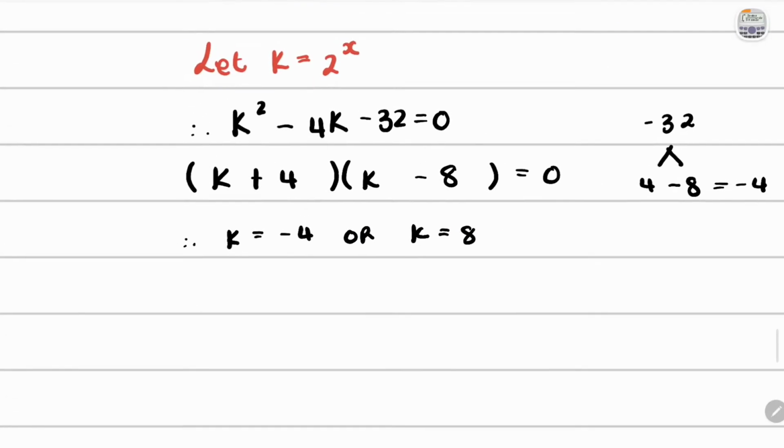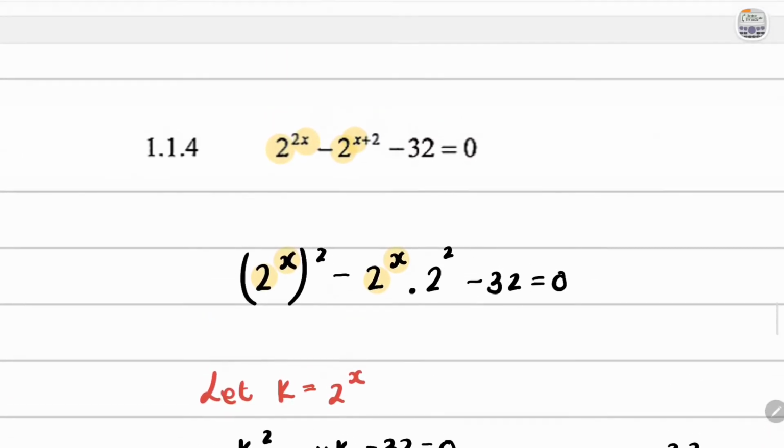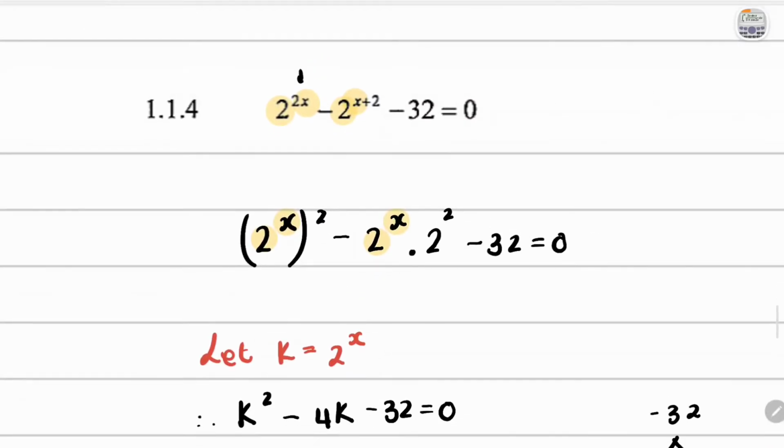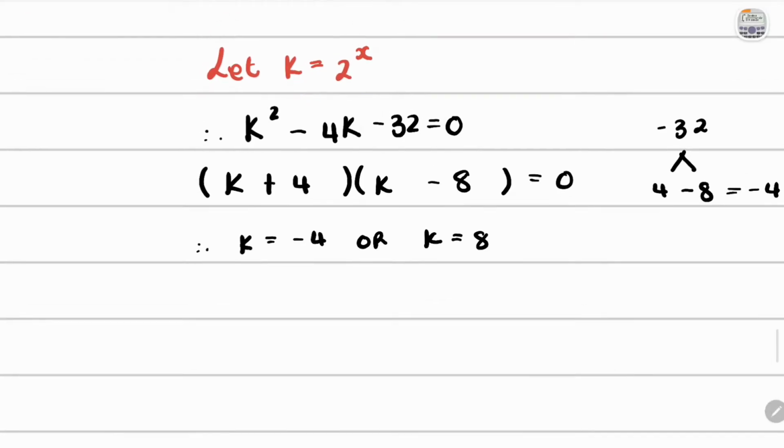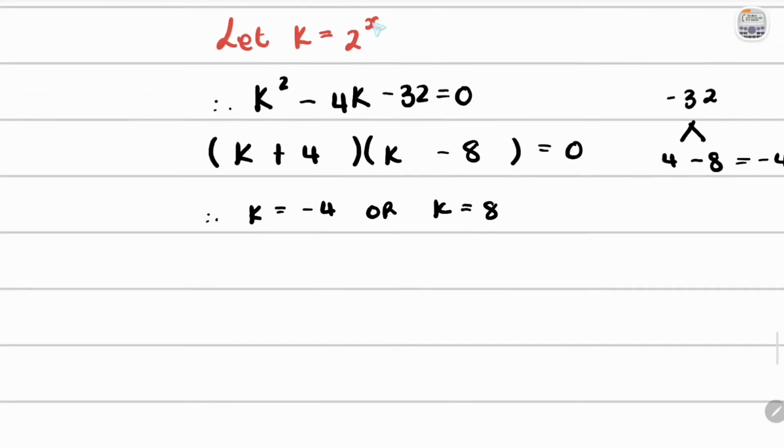But remember, the question is to solve for x, not k, so we're not done. We need to solve for x, meaning we can go back to what k was, what we replaced with k, and that was 2 to the power of x. K was 2 to the power of x. So this means that 2 to the power of x is equal to negative 4, or 2 to the power of x is equal to 8.